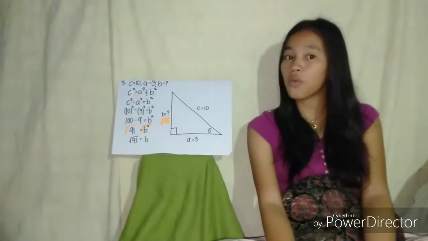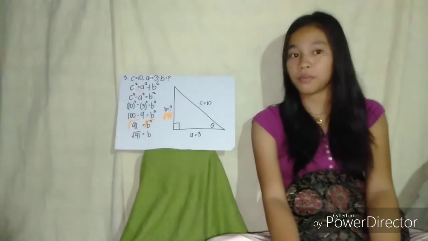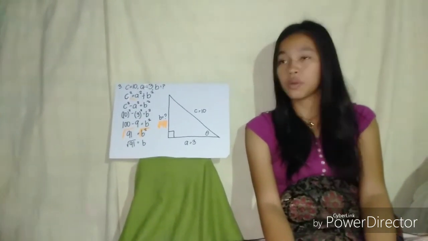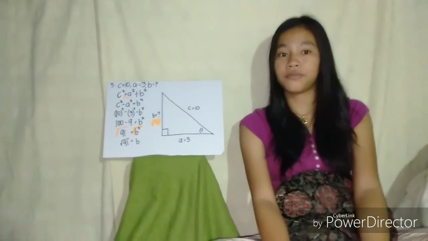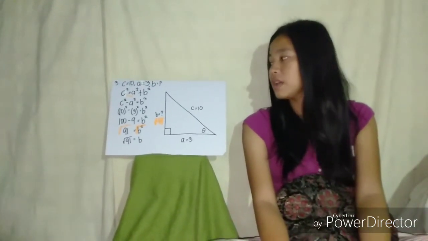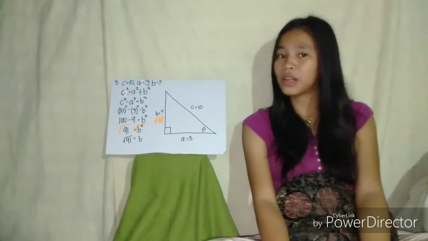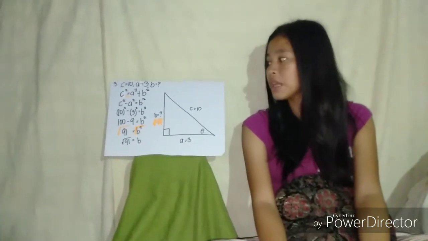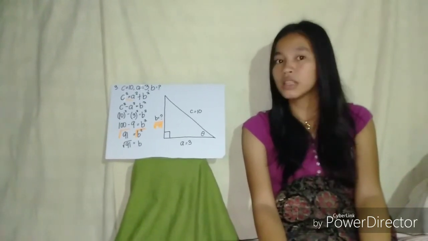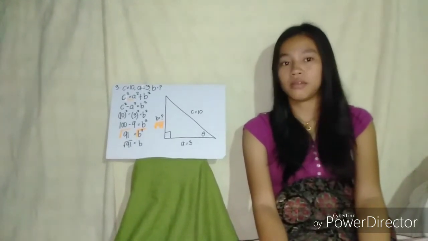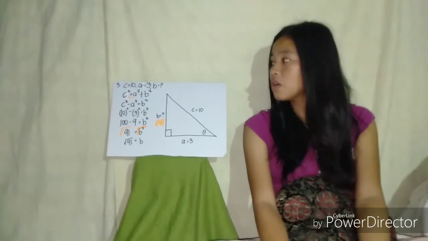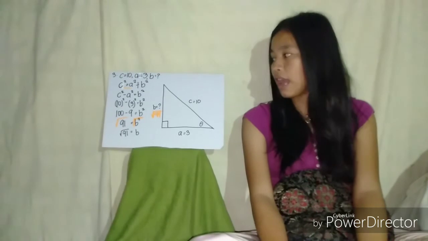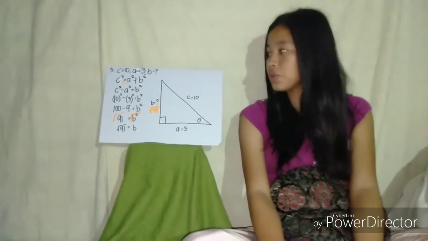Now this is our last example. The given is C equals 10, A equals 3, and we need to find the value of B. Since we are finding the value of B, we need to transpose the A squared in the formula. So we will now use C squared minus A squared is equal to B squared. In the given, we already have the values of C and A, so we just need to substitute.